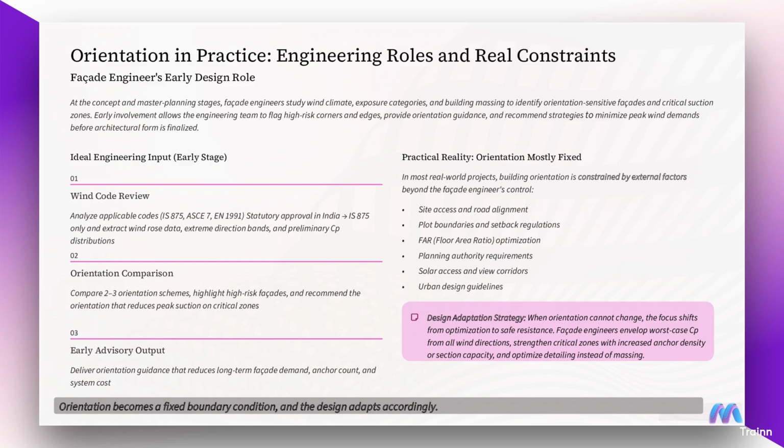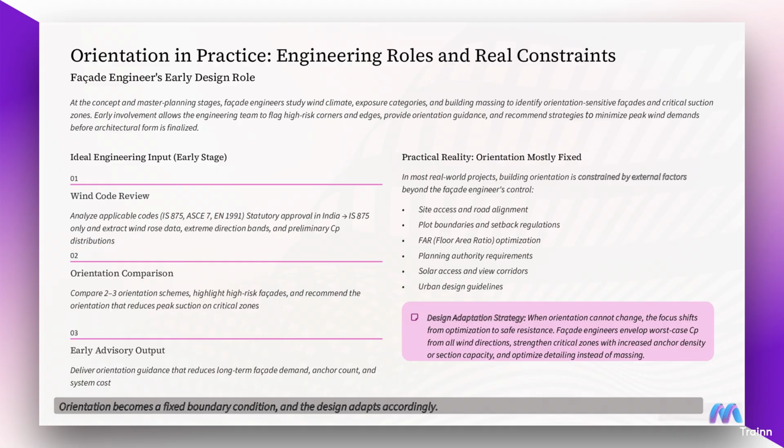Orientation in practice: engineering roles and real constraints. The facade engineer's early design role. At the concept and master planning stages, facade engineers study wind climate, exposure categories, and building massing to identify orientation-sensitive facades and critical suction zones. Early involvement allows the engineering team to flag high-risk corners and edges, provide orientation guidance, and recommend strategies to minimize peak wind demands before architectural form is finalized.